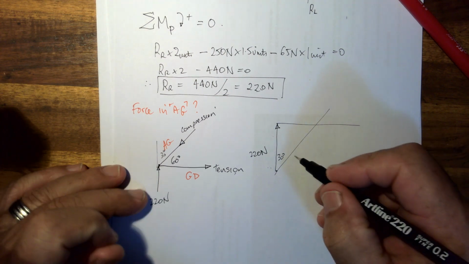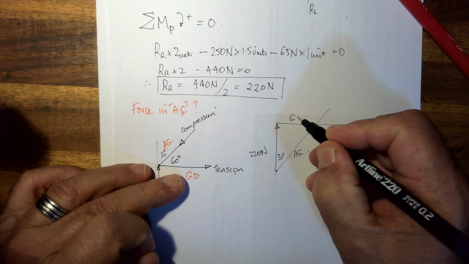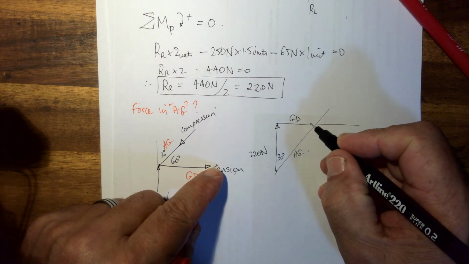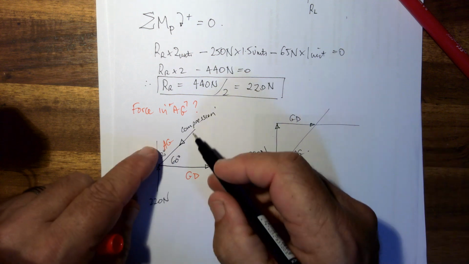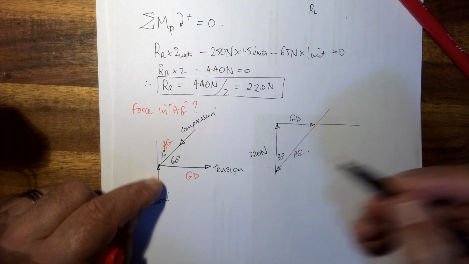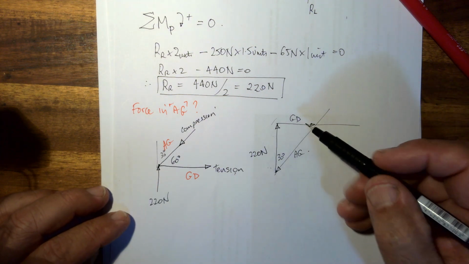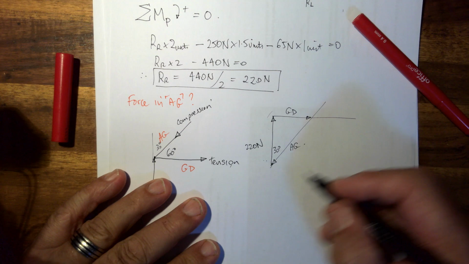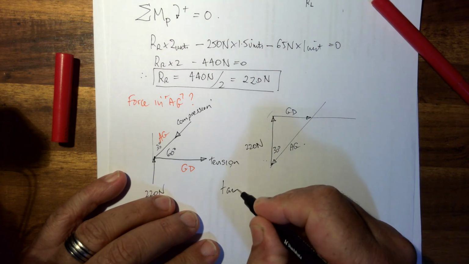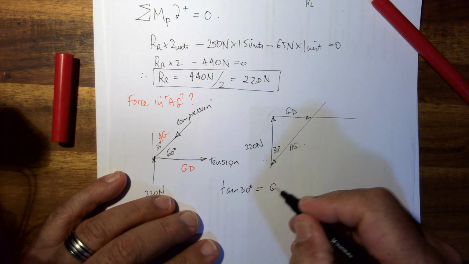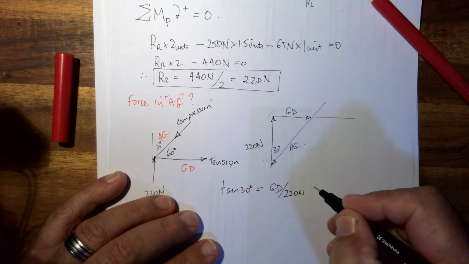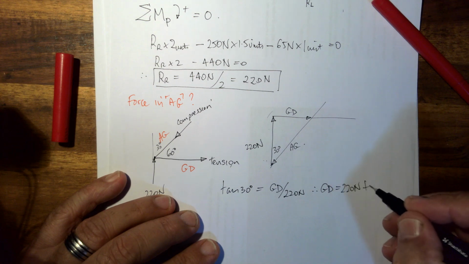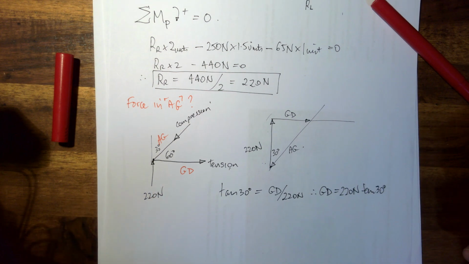And this is AG, and this one is GD, and we have the sense. Remember, GD is going to the right, there it is to the right, and AG is going downwards to my left, so there it is going downwards, and the vectors all close. Right, so we're looking okay here now. Now it's a simple matter of doing some trigonometry. So tan of 30 degrees is going to equal GD divided by 220 newtons, and therefore GD is going to equal 220 newtons times tan of 30 degrees.